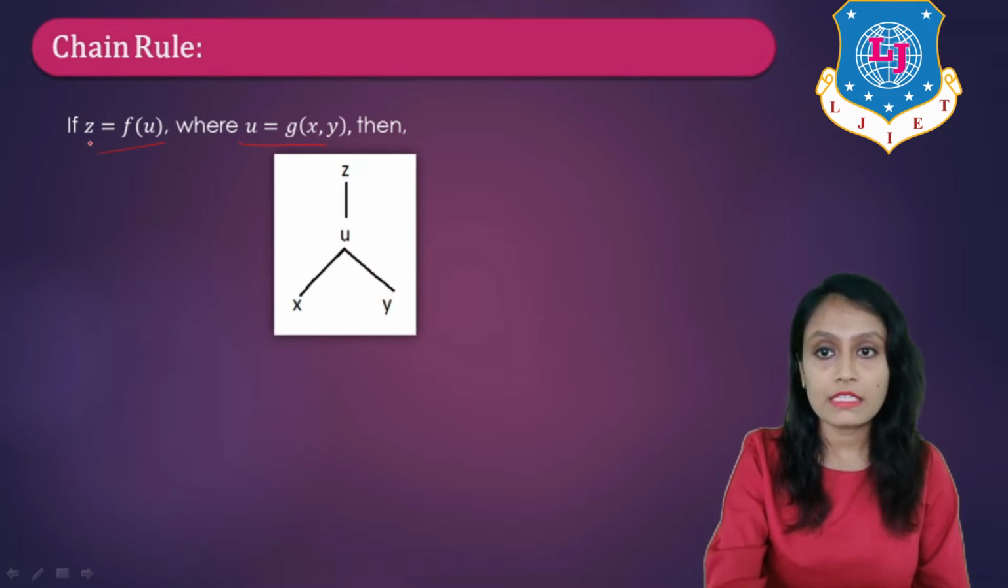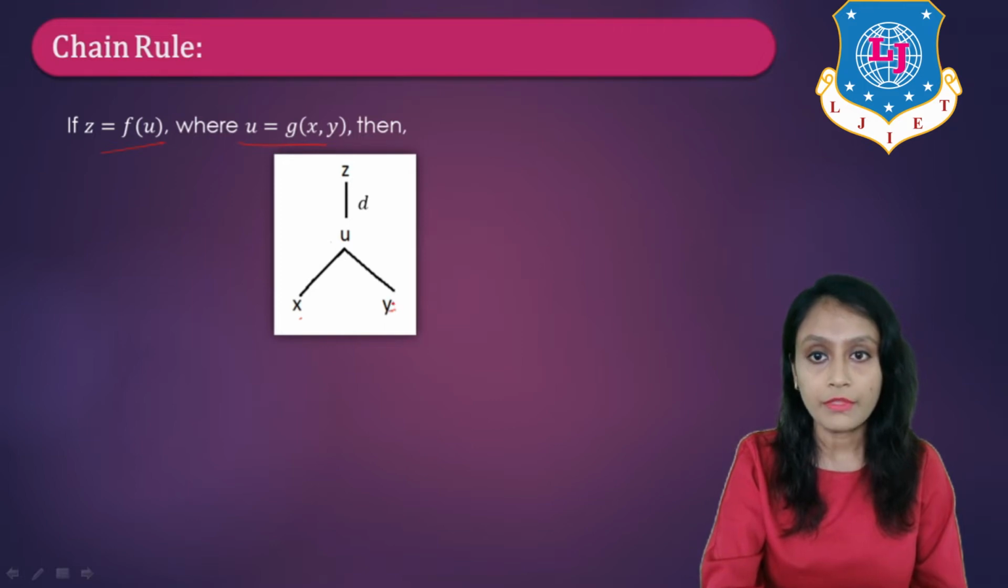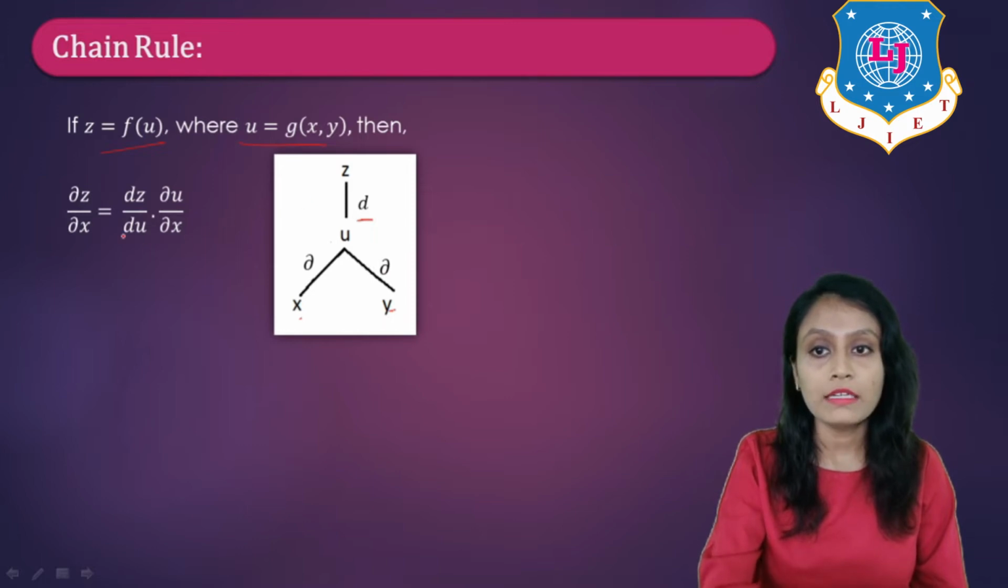Now here you can see z is a function of the variable u, right? So we will write z is a function of u, and u is a function of x and y. From z to u we have only one variable, so we will write d, and u is a function of two variables, so we will write del on both sides.